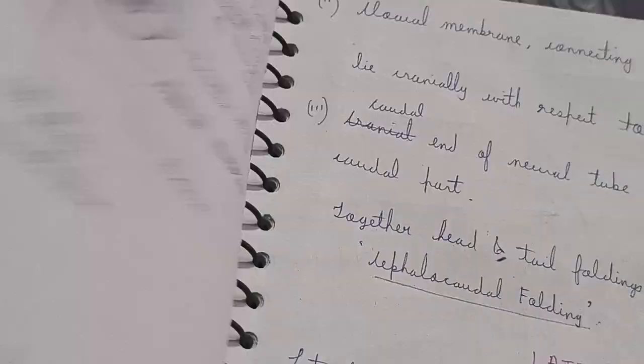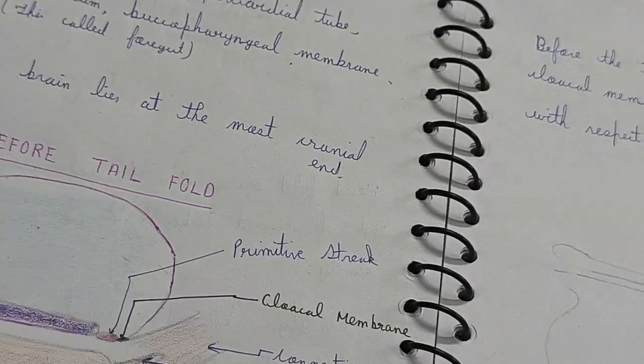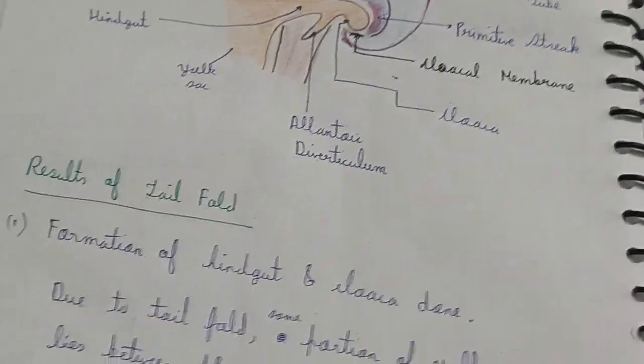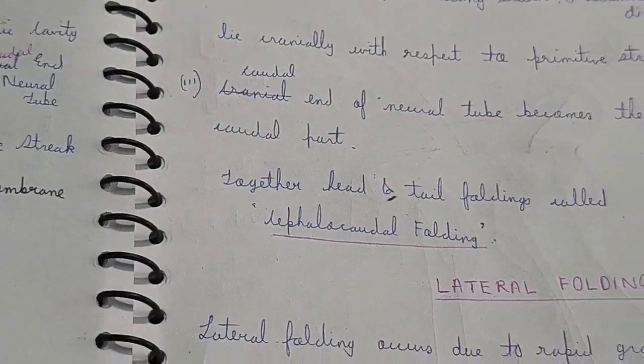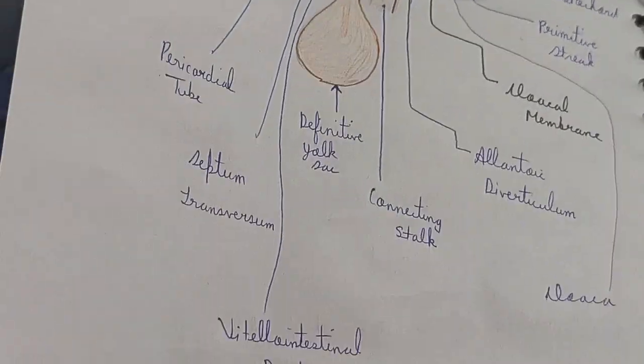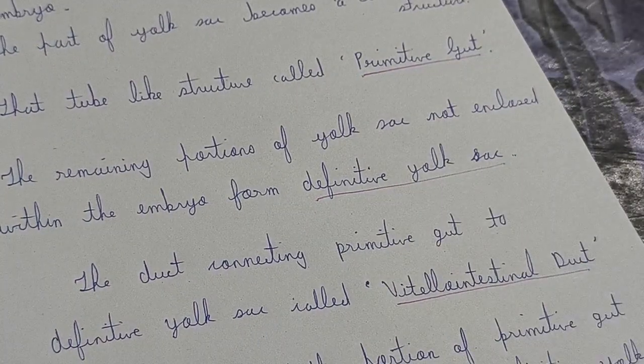So today you understood the condition before tail folding, what the allantoic diverticulum is, the results of tail folding, what lateral folding is, what the parts of the primitive gut are, and what the vitellointestinal tract, primitive gut, and definitive yolk sac are. Thank you.